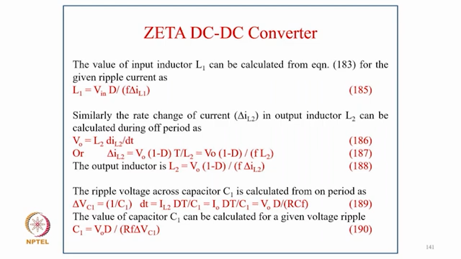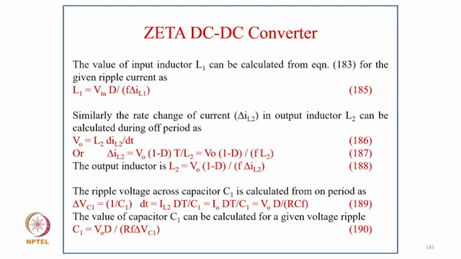Similarly, the rate of change of the current IL2 in the output inductor can be calculated. So V equal to L2 dIL2 by dt. So delta IL2 equal to Vo (1 minus D) T upon L2, or Vo (1 minus D) divided by F L2, and the output inductor L2 equal to Vo (1 minus D) divided by F delta IL2.